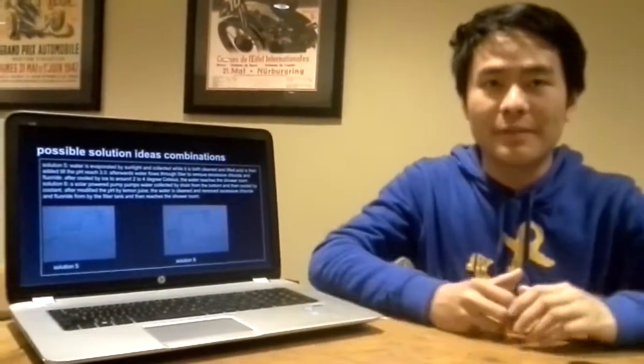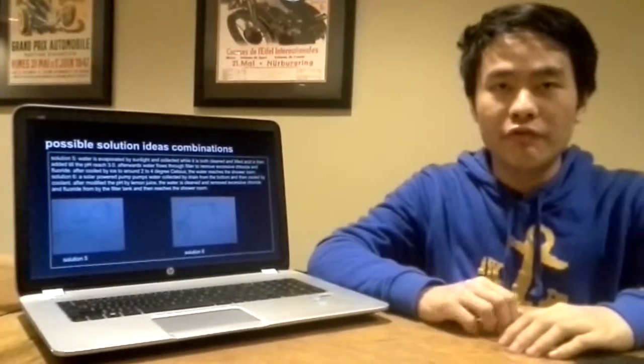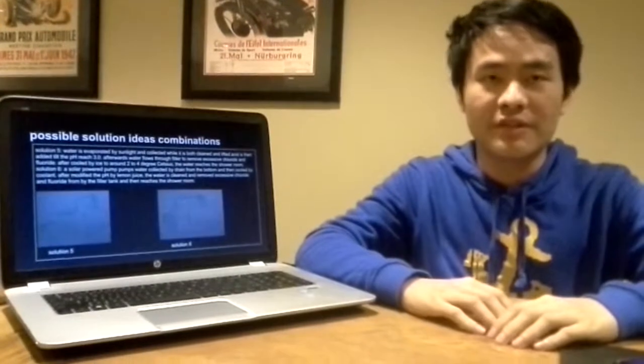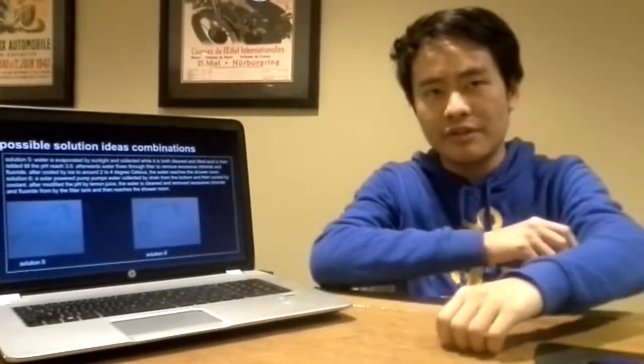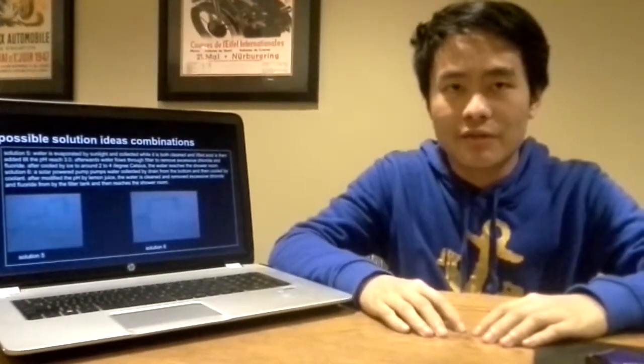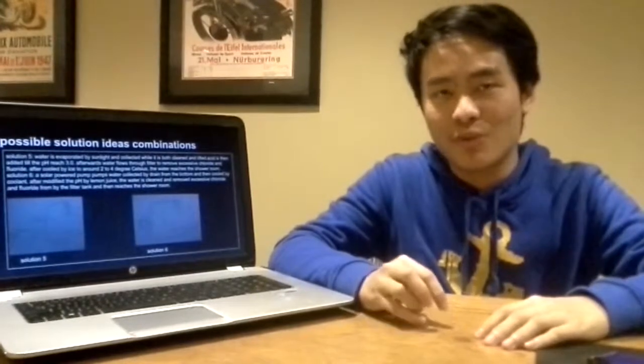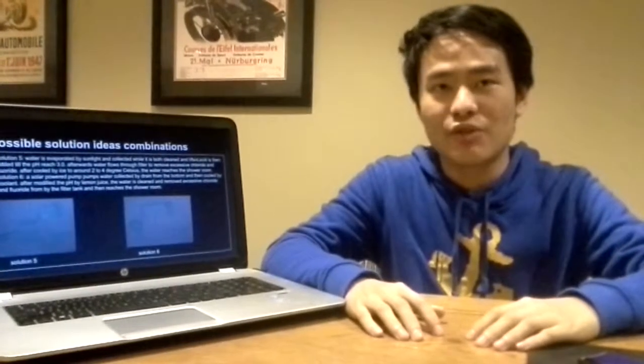Okay, guys. Now I'm Charles, and I'm going to introduce my part of the solution ideas. Both of my solutions are using a closed loop system, and they both use a filter tank to remove the excessive amount of chloride and fluoride. But the difference is that the first solution uses sunlight to evaporate and lift the water and clean the water when the water is collected at the drain. And then the water is going to be cooled by ice and have its pH reduced to the required amount by adding acid to it.